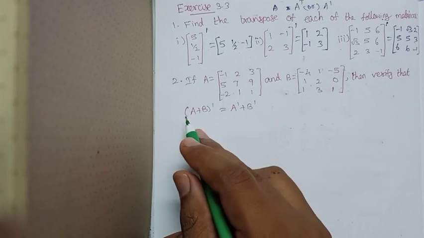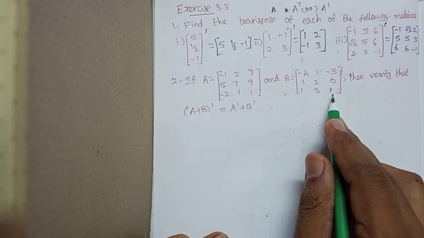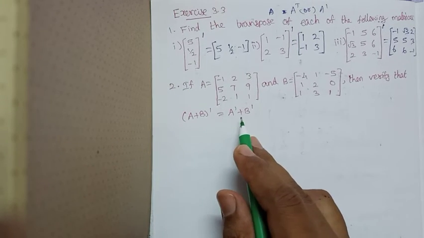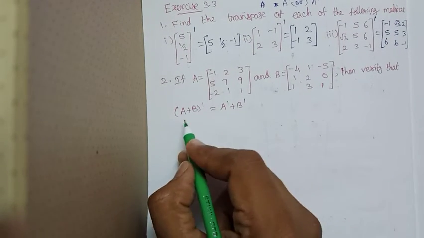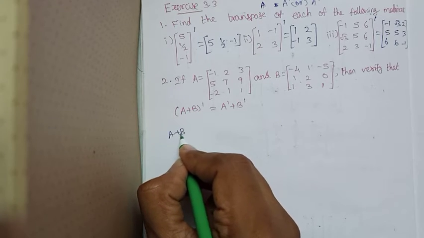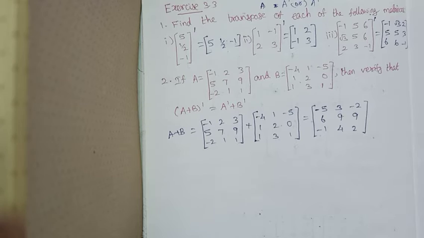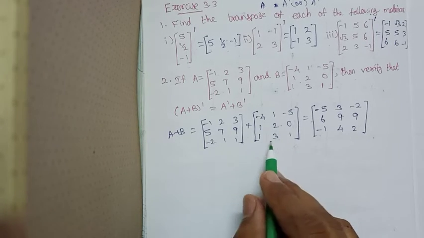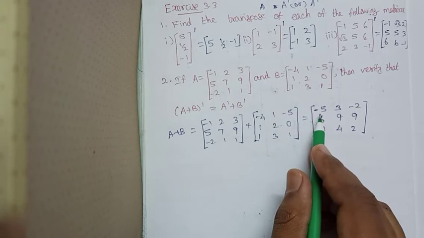Next, second problem. If A equals this matrix and B equals this matrix, then verify that (A plus B) whole transpose is equal to A transpose plus B transpose. First you have to find A plus B, the sum of the matrices A plus B. The order of the two matrices is the same, so the corresponding elements should be added.